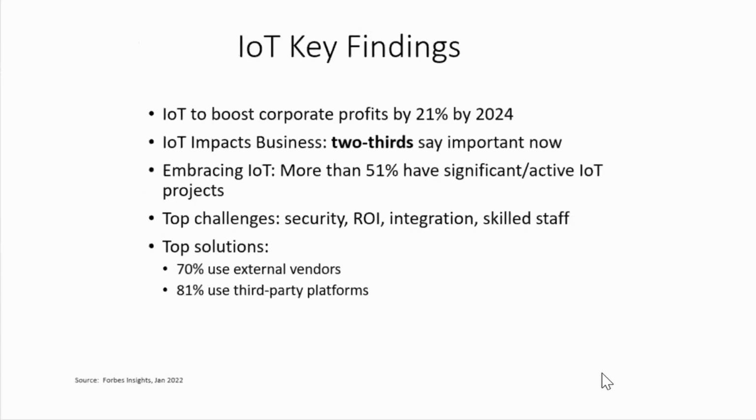So some of the key findings from this Forbes report, they interviewed C-levels from companies around the U.S. Actually, this might be a global study. I'm not sure, but they were predicting that IoT will boost corporate profits by 21% next year. And 2/3 of executives say IoT is important now in terms of investing. And more than 51% have significant IoT projects out there.